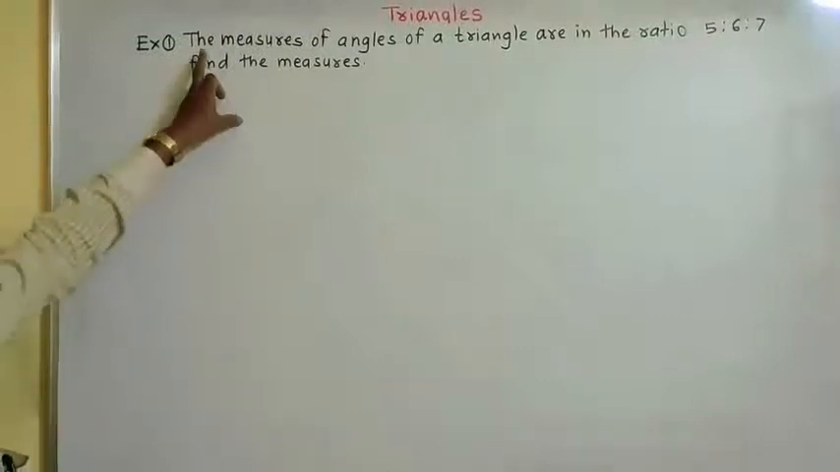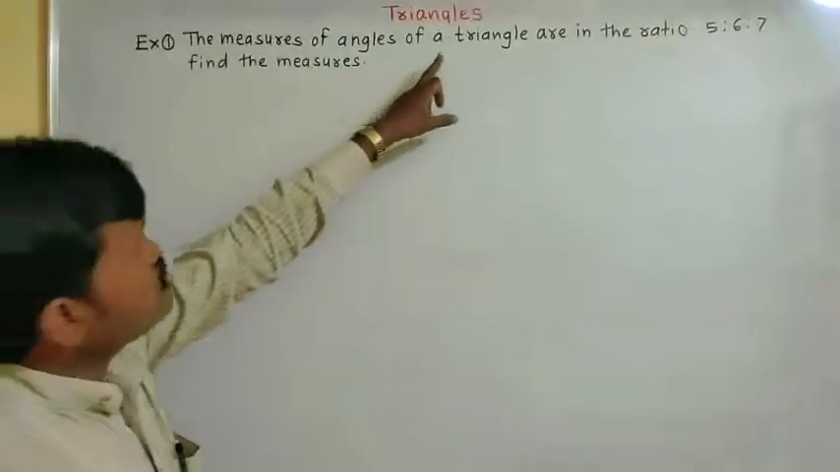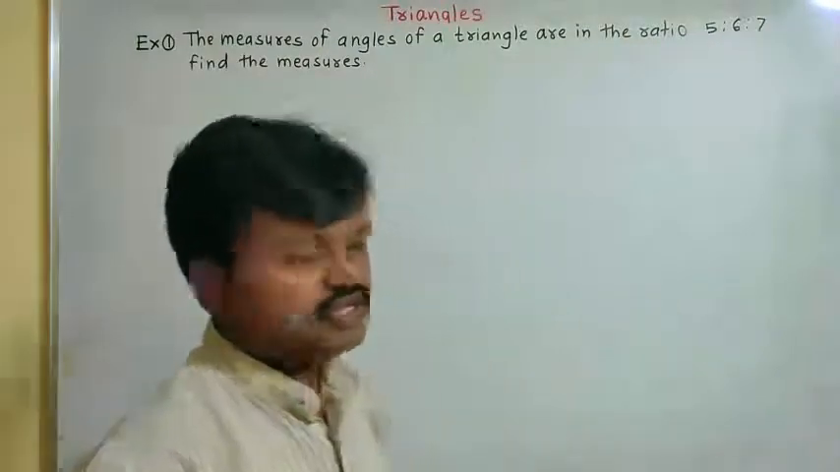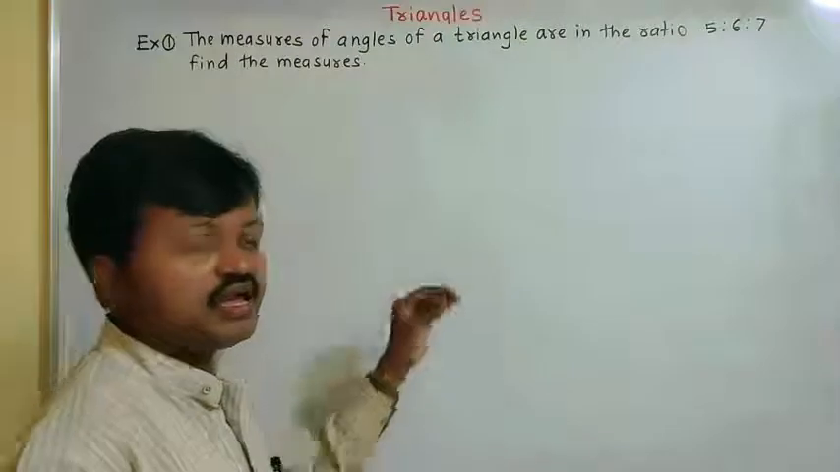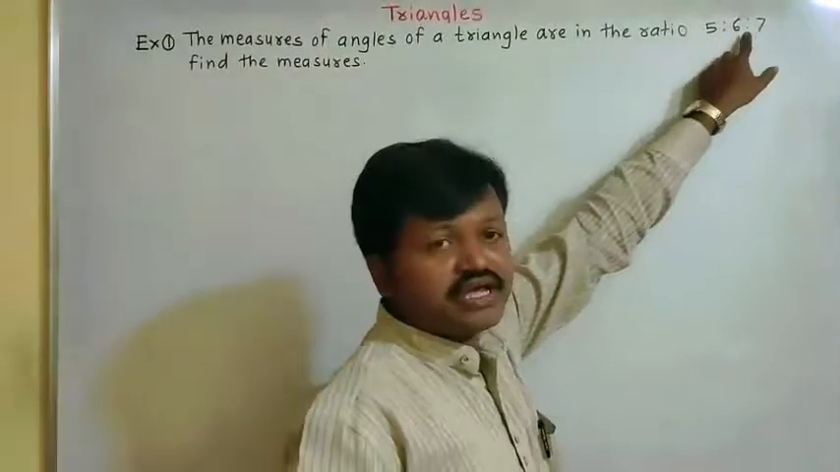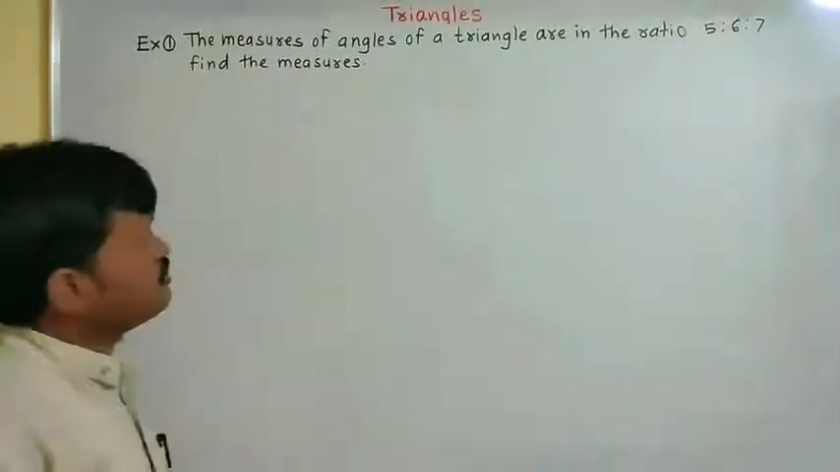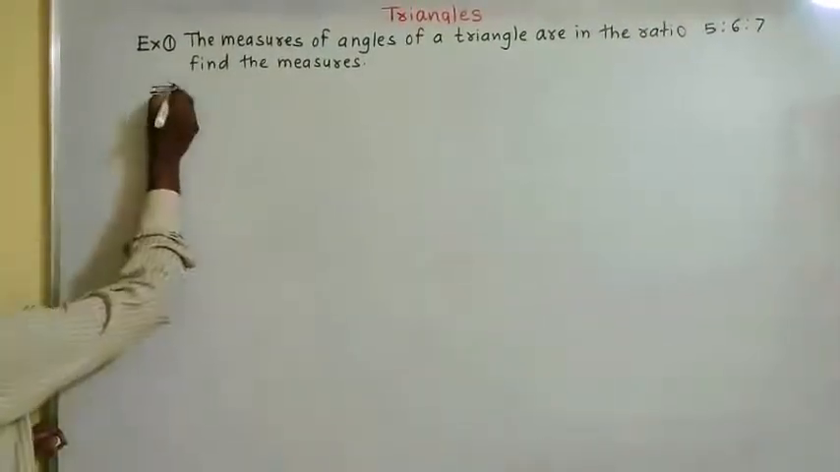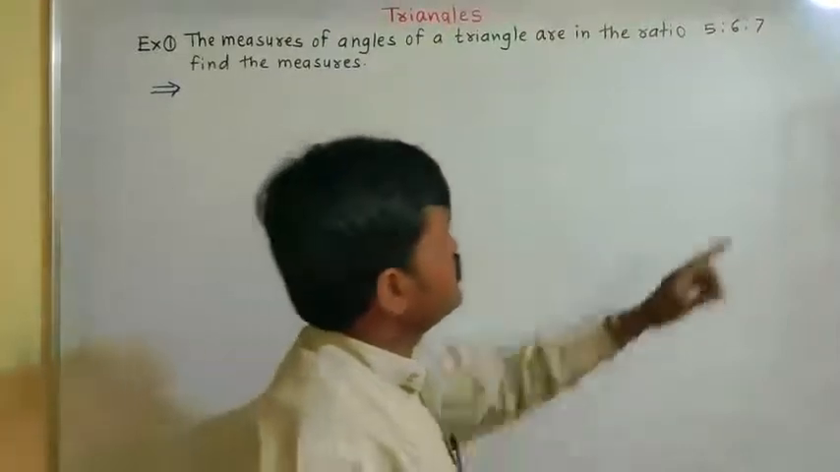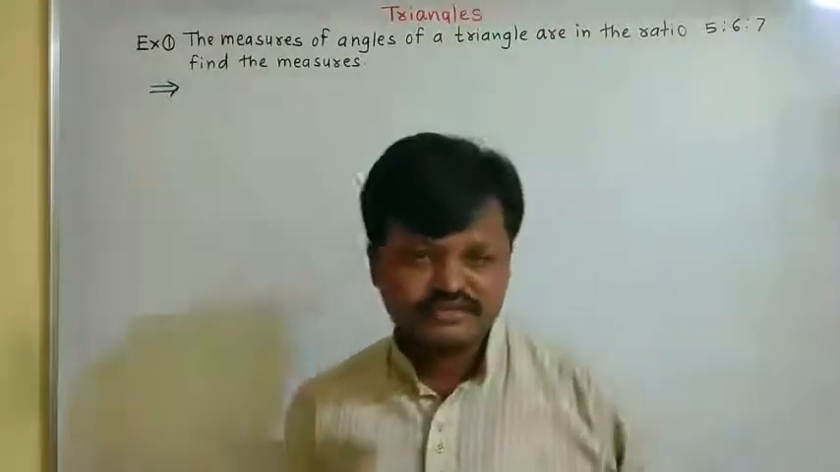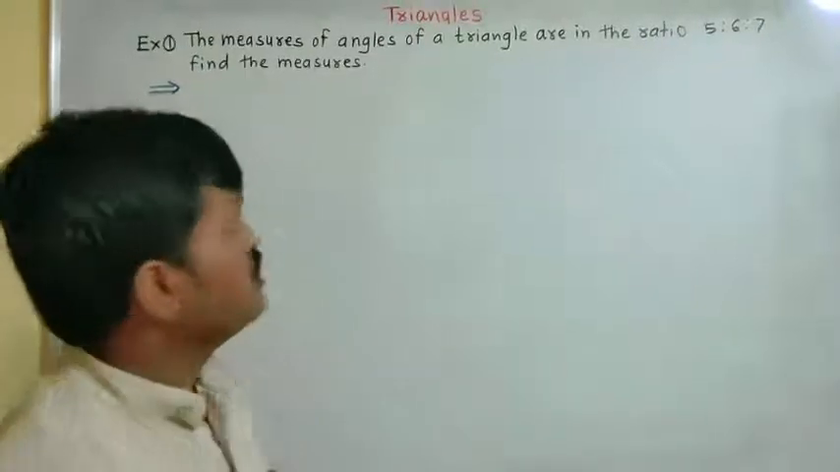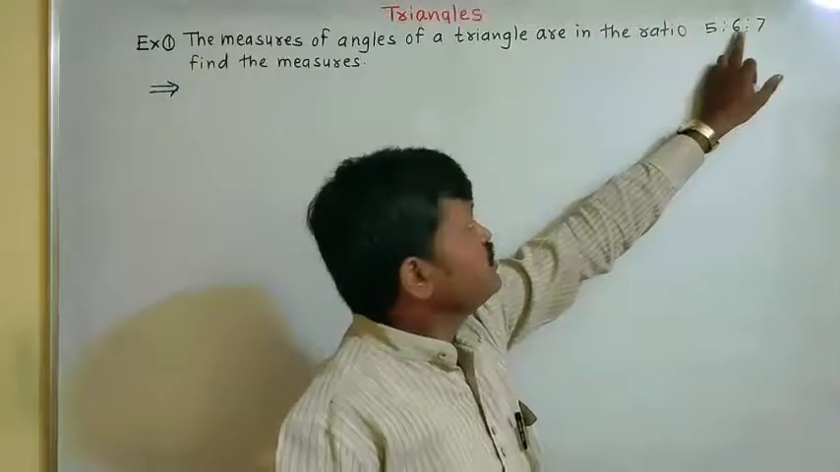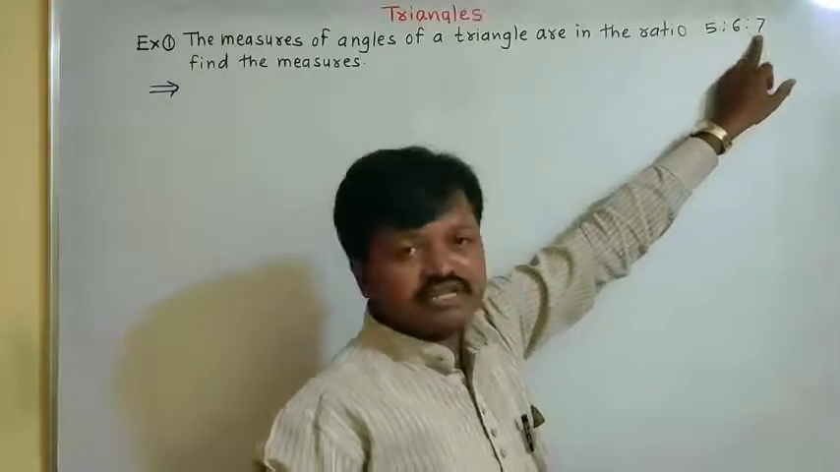That is one example here, sir. The measures of angles of a triangle are in the ratio 5:6:7. So there is a given ratio between the angles, 5:6:7, and you find the measure of all these angles. So we take one common multiple in this ratio. What is the common multiple here? X. Then the measure of the angles becomes 5x, 6x, and 7x.